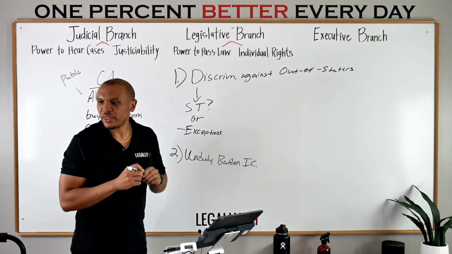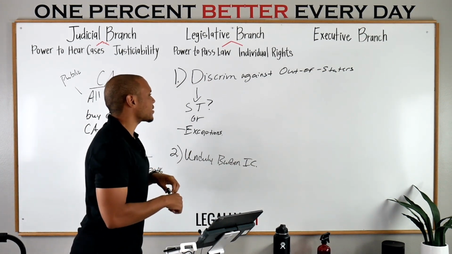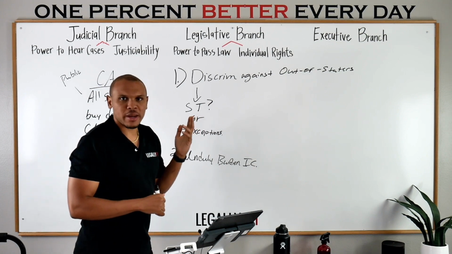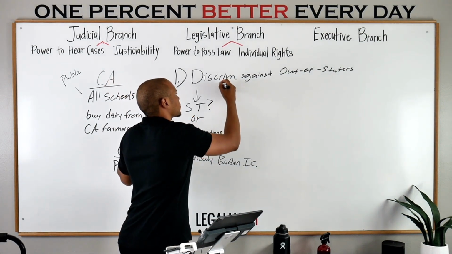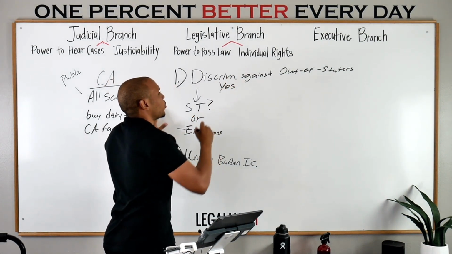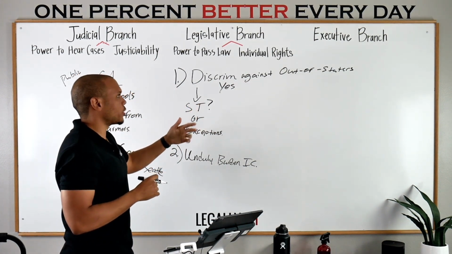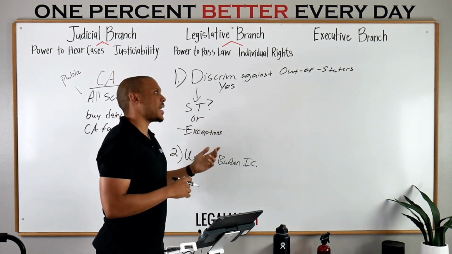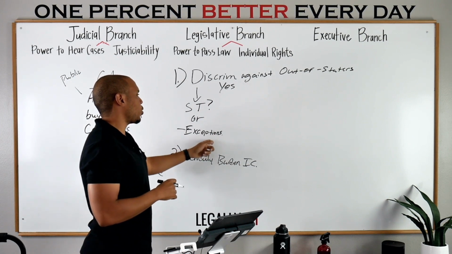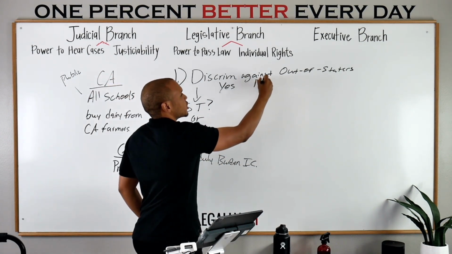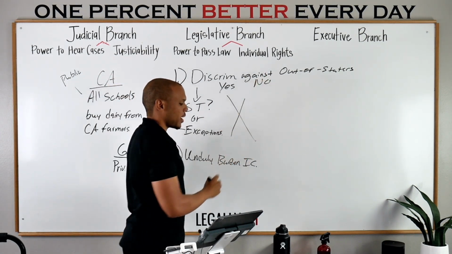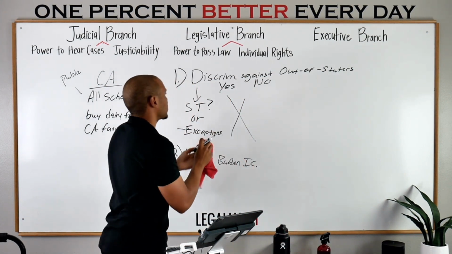Let's go with Max. Max, do we still have discrimination against out-of-staters? Yes, there is. So the only way we're going to get past prong one or satisfy prong one for the statute is if the scrutiny test is met or the exceptions. Remember, if this answer is no, you don't have to go through any of that. But if the answer is yes, you now must go through those questions.